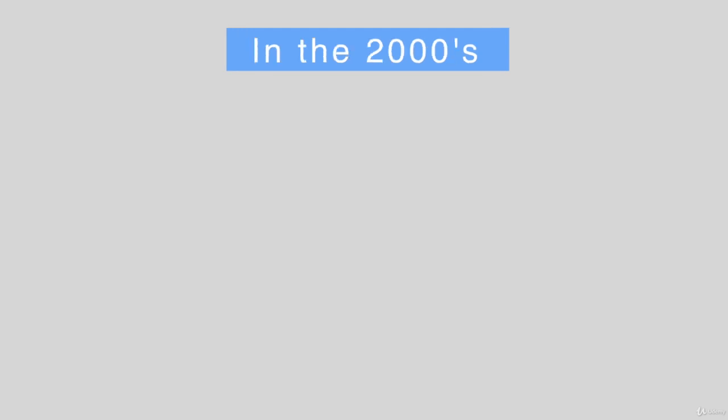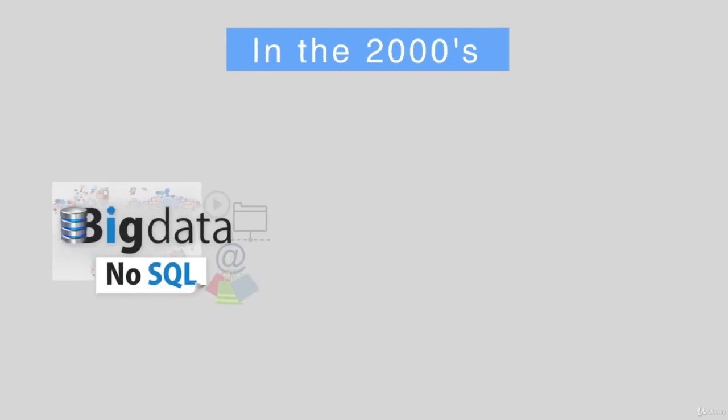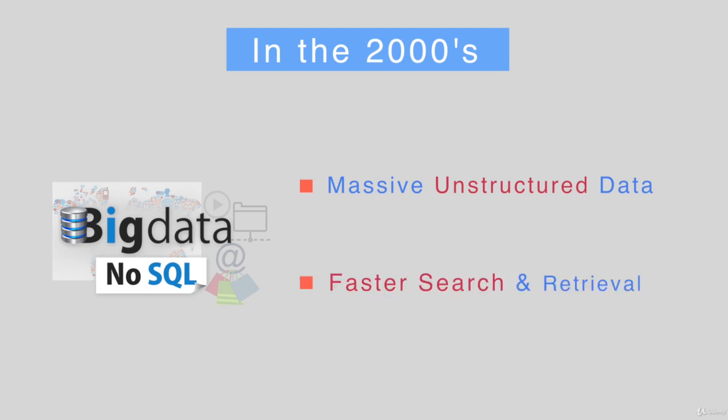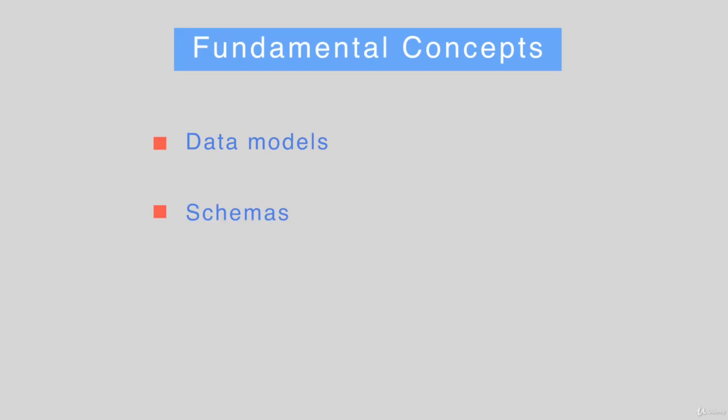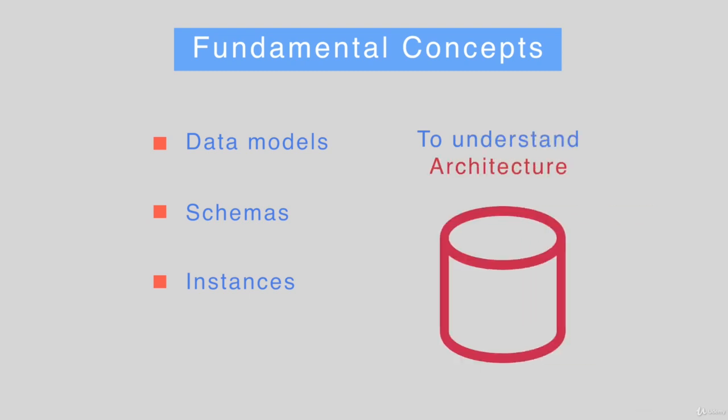In the 2000s, big data and NoSQL systems were developed to manage massive volumes of unstructured data and to provide faster search and retrieval. Now we will learn terms in DBMS which will be useful in the next lectures. Data models, schemas, and instances are the fundamental concepts to understand the architecture of database systems.